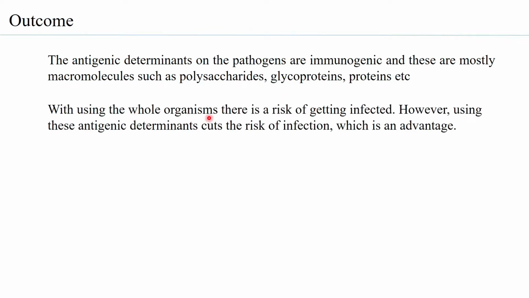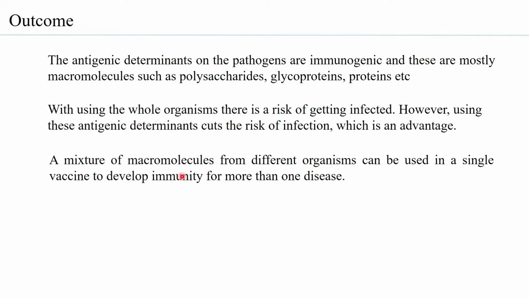So with using the whole organisms, there is a risk of getting infected. However, using these antigenic determinants cuts the risk of infection. When you use just the surface molecules, you would not have the whole organism, and therefore it would cut the risk of infection, and that is an advantage. But the immunogenicity still remains.